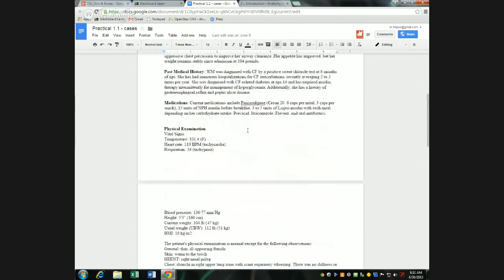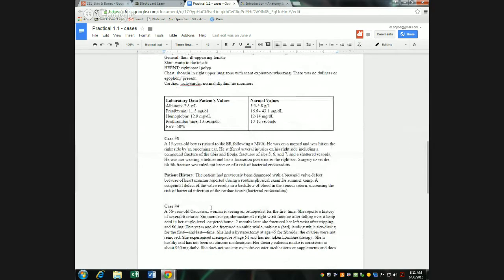And then cases 3 and 4, they get to chapters 6, 7, and 8. You'll notice that I skipped over chapter 5 there. That's the skin chapter. There's not a case specifically about the skin.